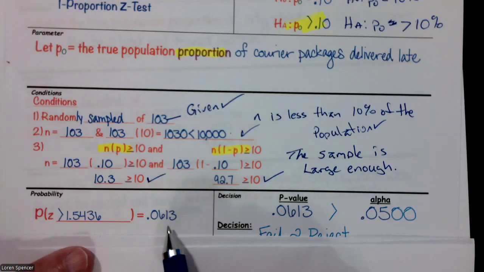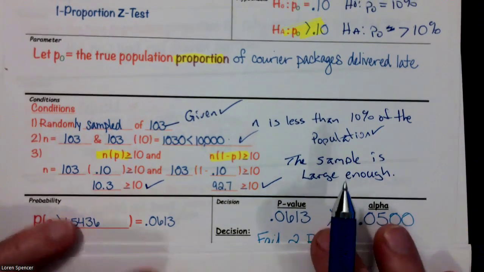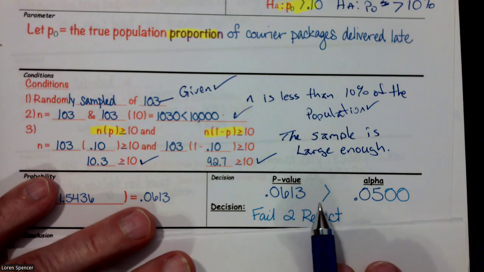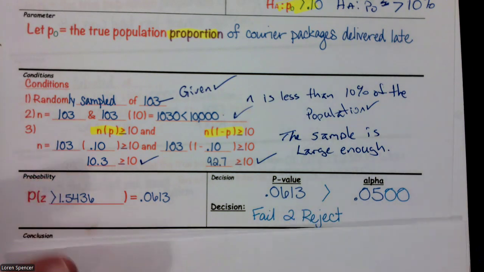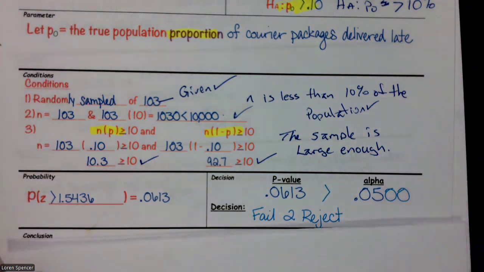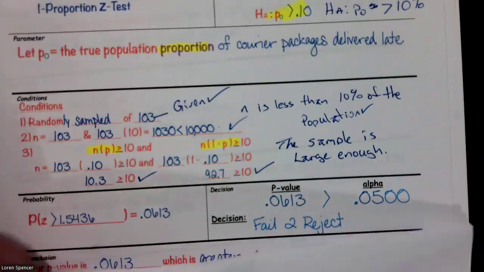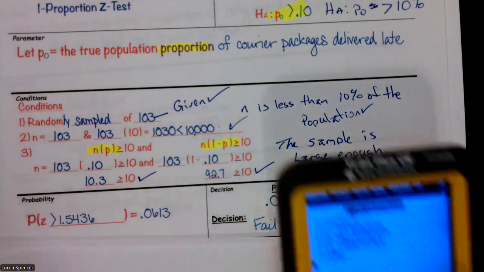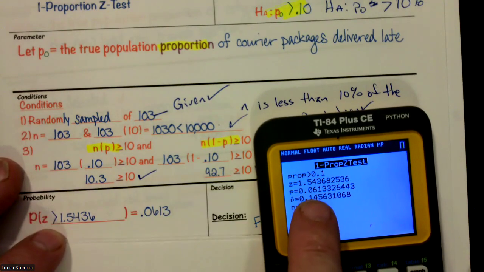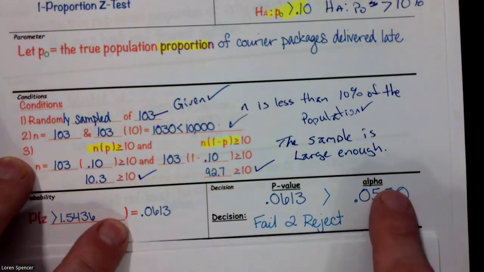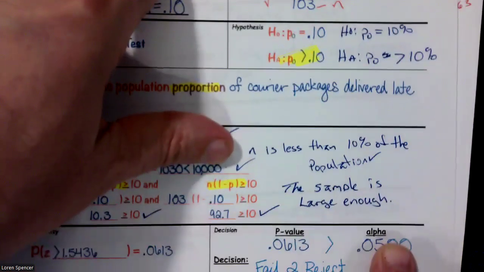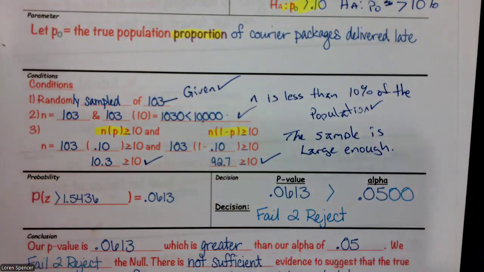The z is 1.5436, and that gives 0.0613. That's my p-value. 0.0613 is greater than 0.05. Because it's greater, we're going to fail to reject. All right, so now that we've run that, let's go ahead and do our conclusion. And by the way, once again, that just came off the calculator. There's the 1.543, there's the 0.0613, and then we're comparing it to the alpha that they gave us up at the top. All right, the alpha 0.05.